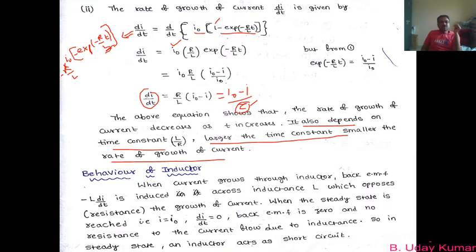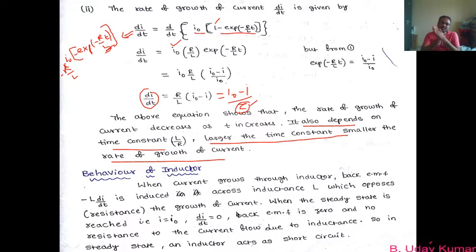Okay, and the next one, from the observations that we have made in our last derivations and these derivations: what is the behavior of the inductor? It's my mistake, not conductor, please check it out. So the behavior of the inductor, how does it behave, so that we can understand it. When current goes through an inductor, you know that a back EMF is induced across the inductance L, which opposes the growth of current. We already studied this one.